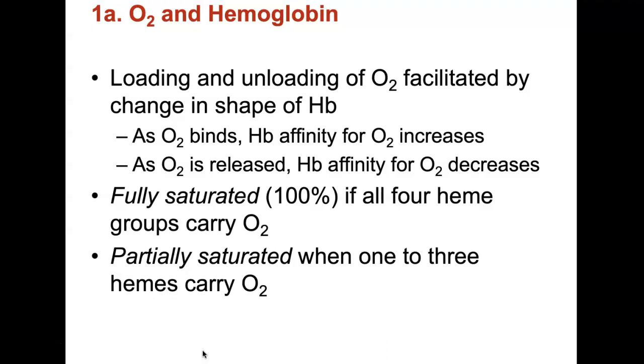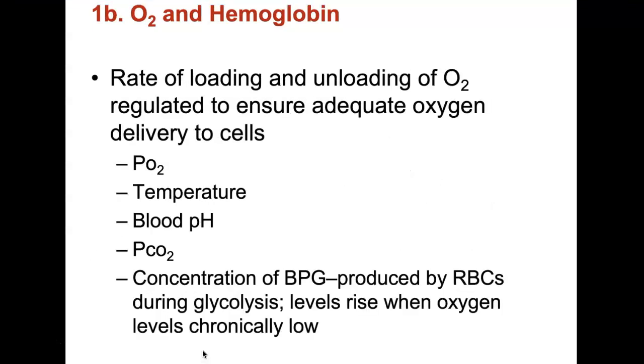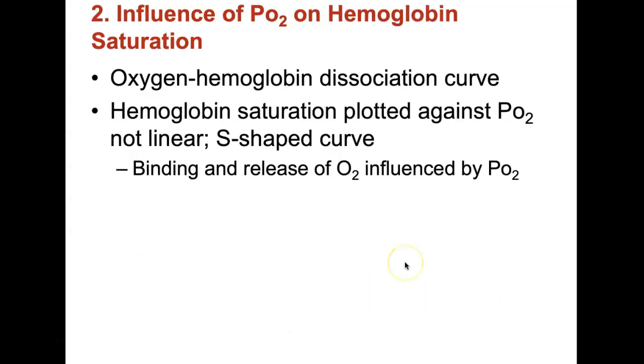Now, the rate at which hemoglobin reversibly binds or releases oxygen is regulated by the factors that you see here: the partial pressure of oxygen, temperature, blood pH, the partial pressure of carbon dioxide, and also the blood concentration of BPG, which is an organic chemical, and this organic chemical is produced by red blood cells during glycolysis. These factors interact to ensure that adequate oxygen is delivered to the tissue cells.